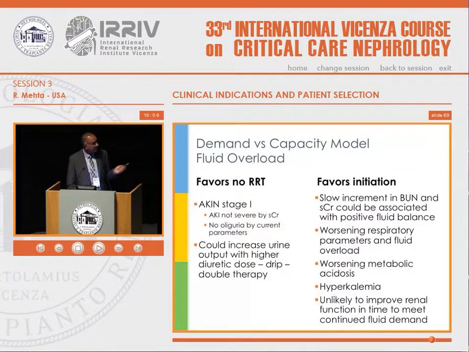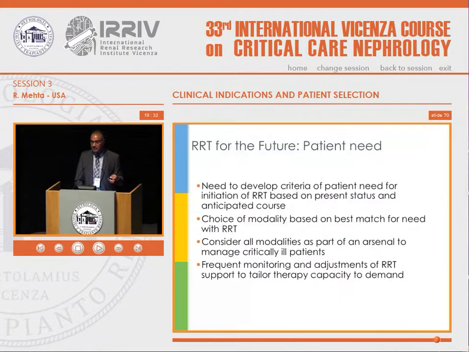And again here, the same favors for no RRT: he has not met the AKI criteria yet, but volume overload and slow increments are over there. His worsening metabolic acidosis, and the more important thing is that it's unlikely to improve renal function in time to meet the continued fluid demand. So this gets into the situation where evaluating a particular demand and the current capacity of that kidney becomes an opportunity for us to be able to do this.